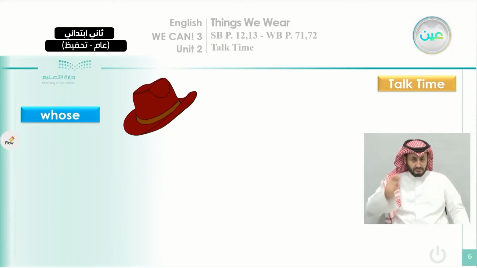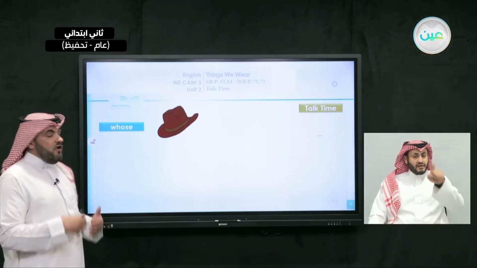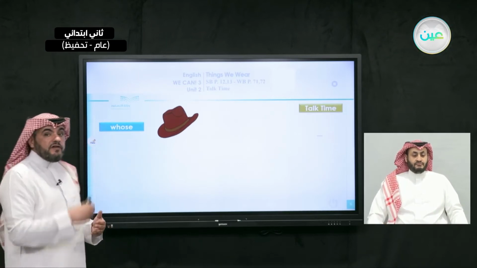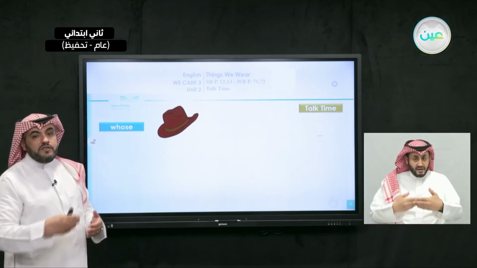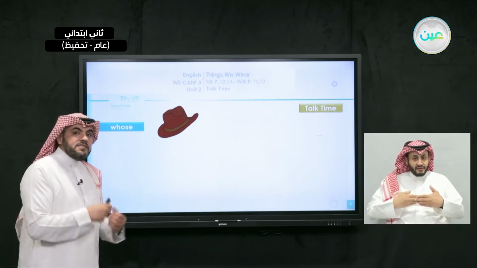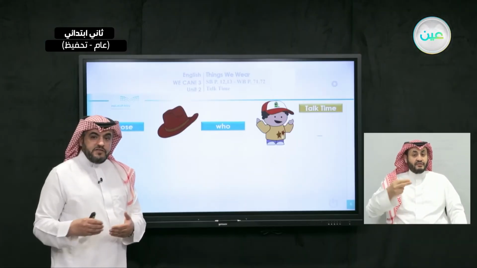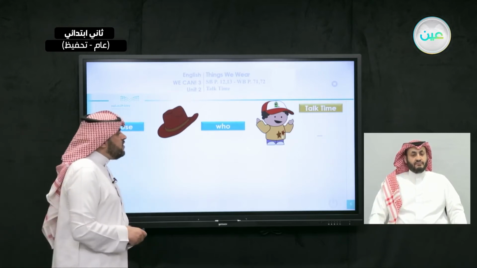Very good. So if you don't know whom this hat belongs to, how can you ask? You can say, whose hat is this? If it is close to you. If it is very far from you, you can say, whose hat is that? That means, whom does this hat belong to? If you ask about a person, if you don't know who this person is, you say, who's this? If he is far from you, you can say, who is that?